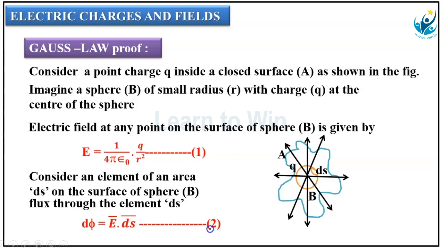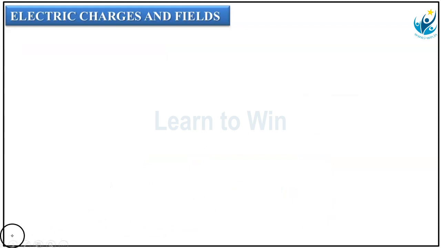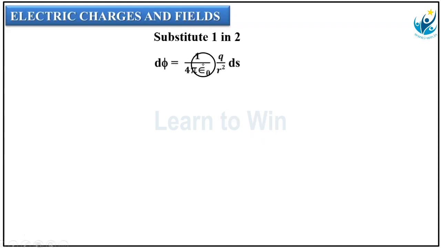This is the second equation. From equations 1 and 2, by substituting 1 in 2, we get d phi equal to E bar dot ds bar, that is 1 by 4 pi epsilon naught Q by r square into ds. This is the electric flux through the small element. But we need the electric flux through the entire sphere due to a charge Q placed at its center. To calculate that, we have to integrate this equation.